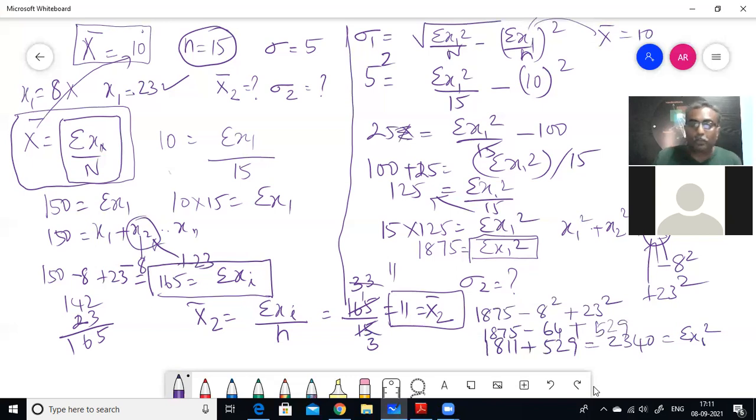Now what is sigma 2? Sigma 2 is equal to, wait, I will put this first. I'm trying to figure out how to.